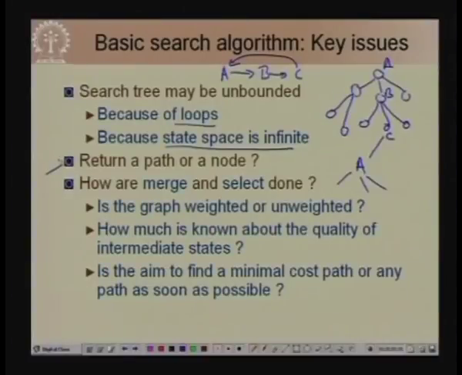Another issue that we will need to handle is whether, depending on the problem, the search problem returns a path or whether it returns a node. For example, in the 8 puzzle problem, the solution to the search problem is a set of operations, whether up, down, up, left, right, left, left, left, down. So, a sequence of operations which takes us from the initial state to the goal state.